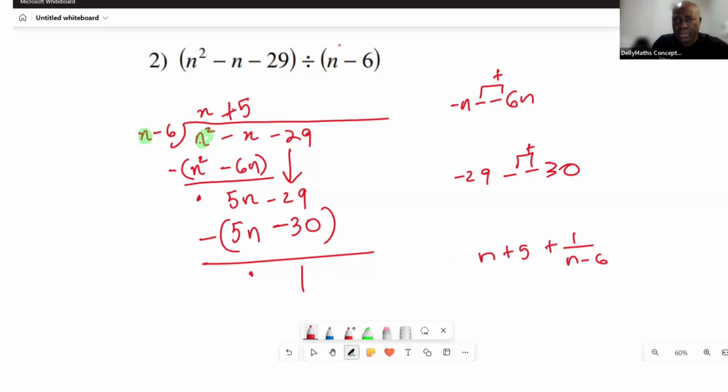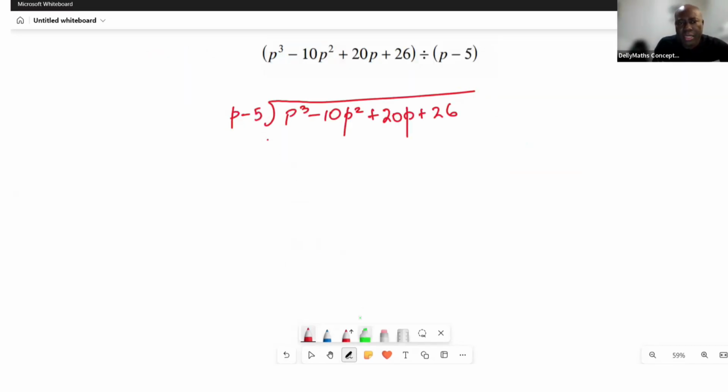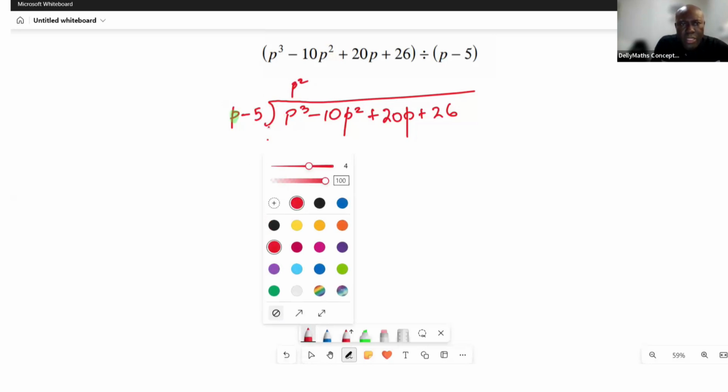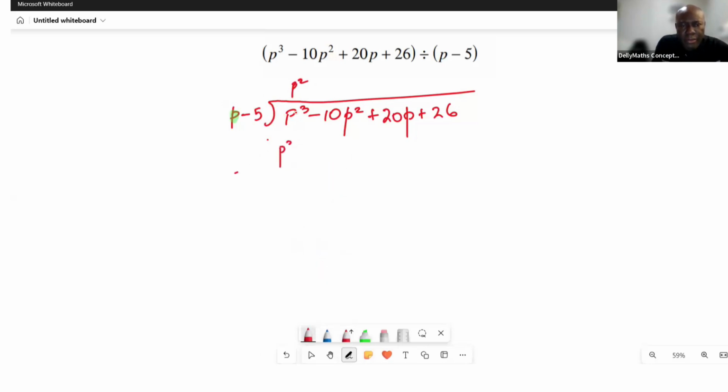Let's take a look at another. Again, we're going to be using the p to divide throughout. But remember, the same procedure for how we do long division with numbers is the same thing we're doing now. So basically, p into p to the third will give us p to the second. So we have p squared, and we're going to use p squared to multiply by this. So p squared times p will give us p to the third. P squared times -5 will give us -5p squared.